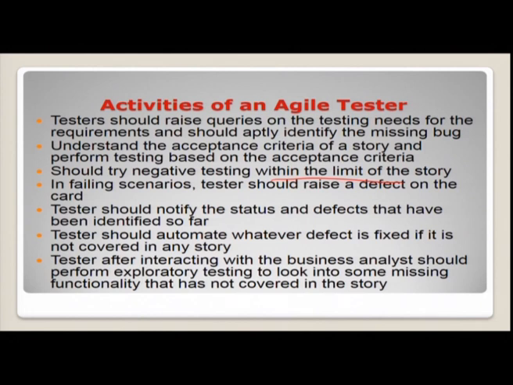Tester should notify the status and defects that have been identified so far. Tester should automate whatever defect has been fixed if it is not covered in any of the previous stories that were allotted. Tester, after interacting with the business analyst, should perform exploratory testing to look into some of the missing functionality that has not been covered in the story. So these are some of the activities of an agile tester.